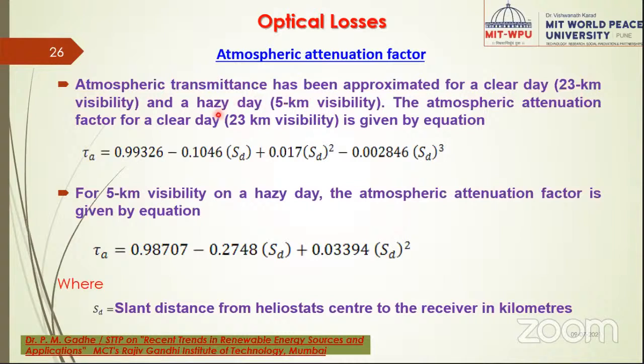So these are the equations for finding out the atmospheric attenuation factor or atmospheric attenuation loss. By using these equations, we can find it out. We use this equation for 23 kilometer visibility, and for 5 kilometer visibility, we use this equation. SD is the slant distance from the heliostat center to the receiver, and that is in kilometers. So by using this distance, we can easily find out the atmospheric attenuation factor.